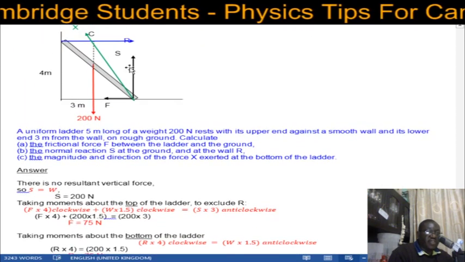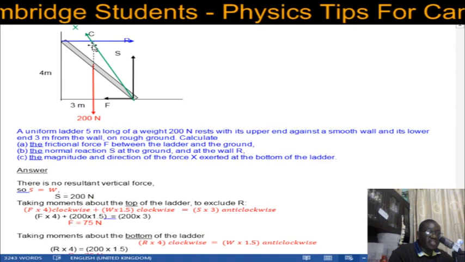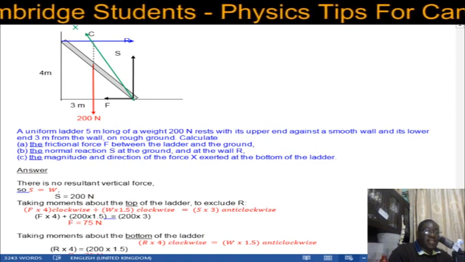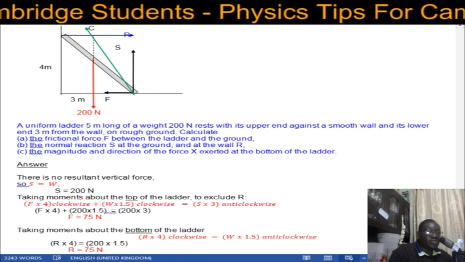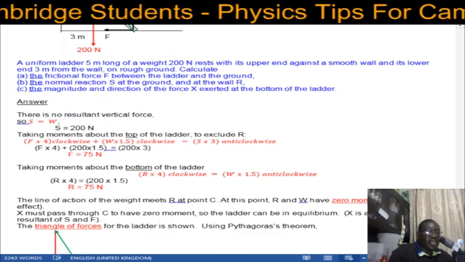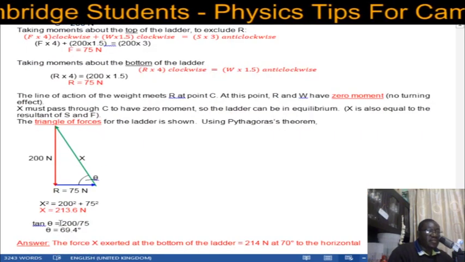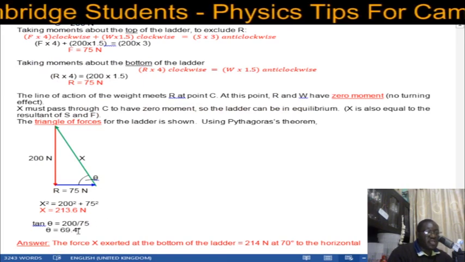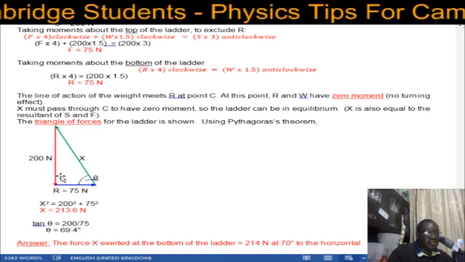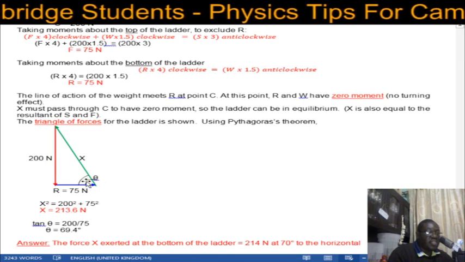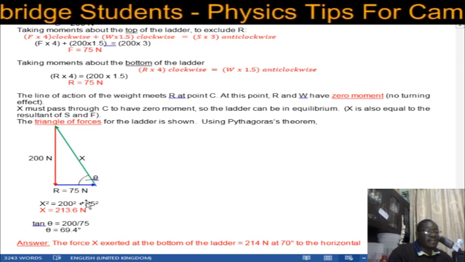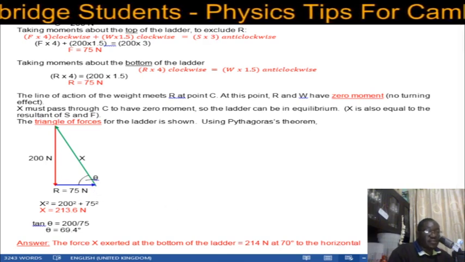Since we've got F and S, we can find the resultant force coming from the ground. And then we can also find the angle. The angle will be using tan, opposite over adjacent, 69.4 degrees. So that will be the angle between the resultant force from the ground and the horizontal.